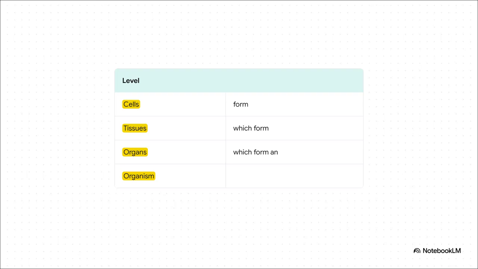And what's cool is that these systems are all nested inside each other. It's like levels. You start with individual cells, right? Then a bunch of similar cells get together to form tissues, like your muscle tissue. Then, different tissues team up to form an organ, like your heart. And all your organs work together to create, well, you, a complete organism. It's this amazing ladder of cooperation.